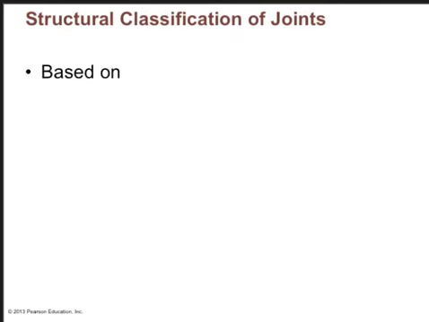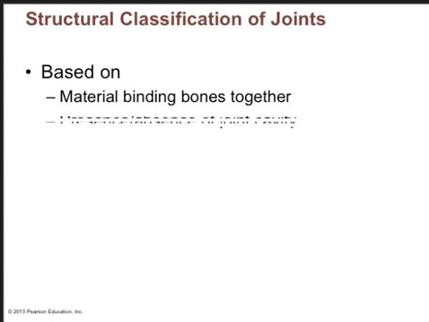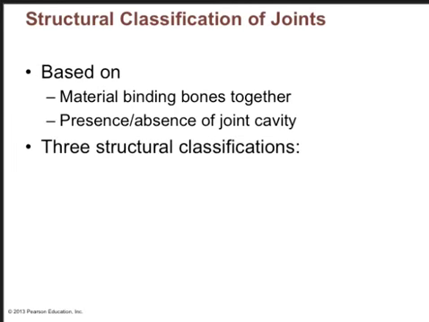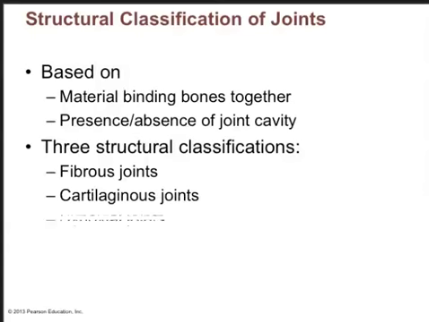If we look at the structural classification of joints, what we're looking at is the anatomy of the joint. And there's not necessarily going to be a one-to-one correspondence between structural and functional classification, but there are some broad assumptions we can make. So when we look at structural classification, we're examining the material that binds the bones together and whether or not there's a joint cavity. And there are three structural joint classifications: fibrous joints, cartilaginous joints, and synovial joints.